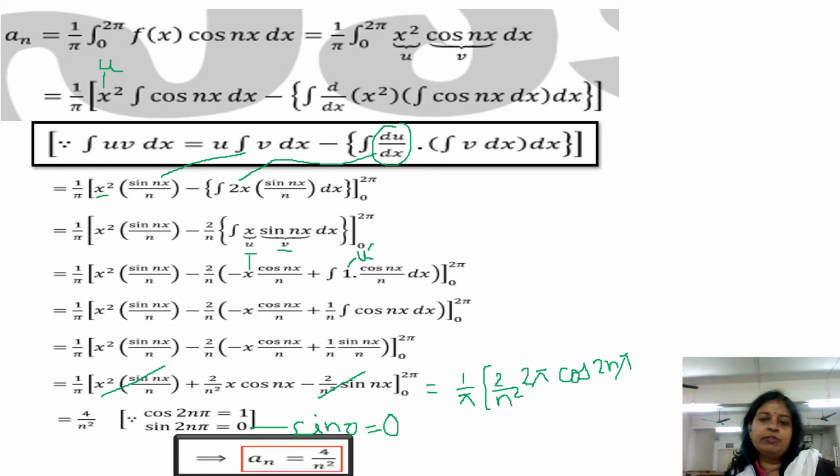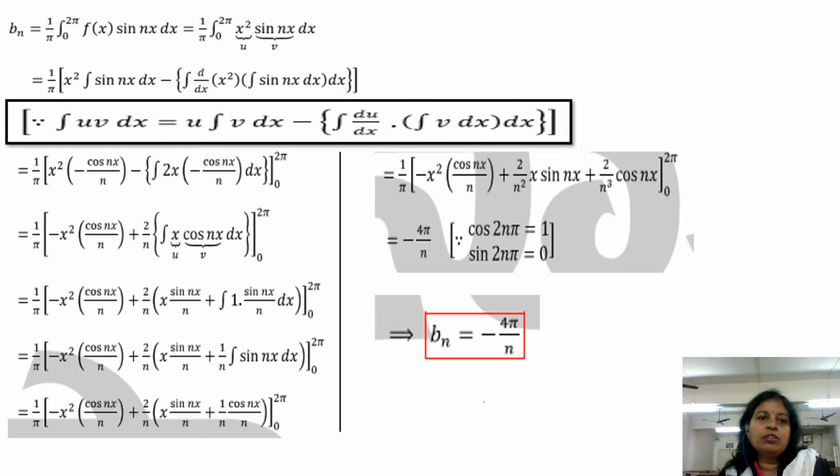So in the next step, this will become 1 minus, I will put the lower limit. The lower limit will be 0, so the whole term will become 0 since x is 0 here. So what are you getting? 4 upon n square, since pi and pi are getting cancelled here. So we got an is equal to 4 upon n square.